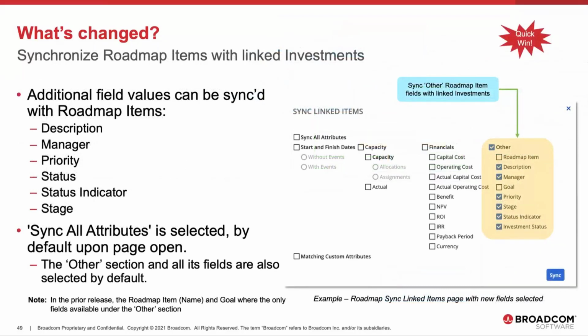Synchronizing roadmap items. This feature, as I mentioned, was requested as part of the innovation program. So we're really happy to get that in. And the ability to sync roadmap item description, manager, priority, status indicator, stage, and status attributes with linked investments is now available in this release. The new fields have been added to the sync linked item page within the other section. You can see that there on the right-hand side.